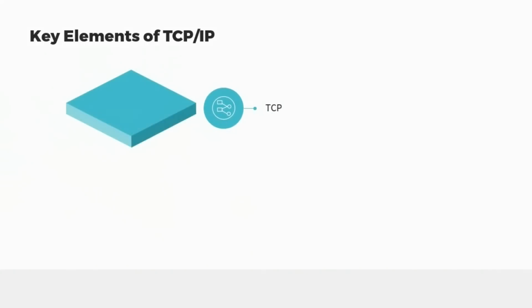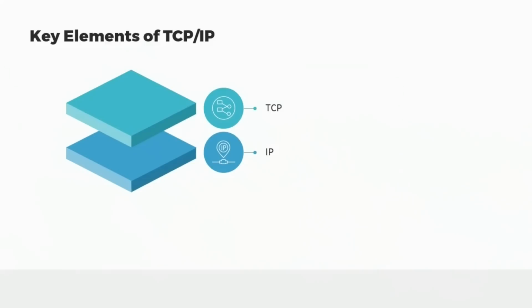Now, as for the key elements, as mentioned, there are in fact multiple protocols, and as also mentioned, two of them are listed in the name, TCP and IP. Now, despite the fact that there are in fact many more protocols, these are sort of the core protocols, if you will. TCP is the Transmission Control Protocol, and IP simply stands for Internet Protocol.